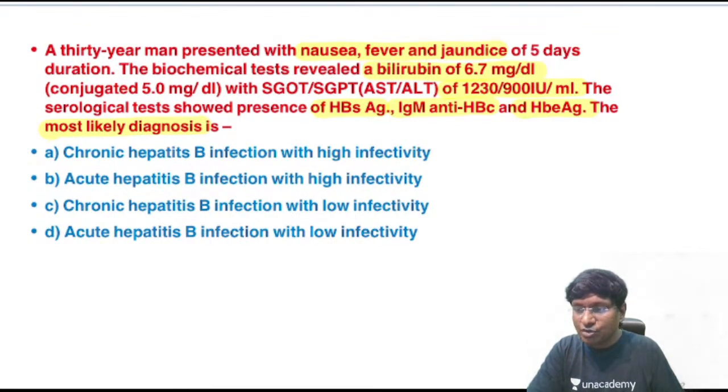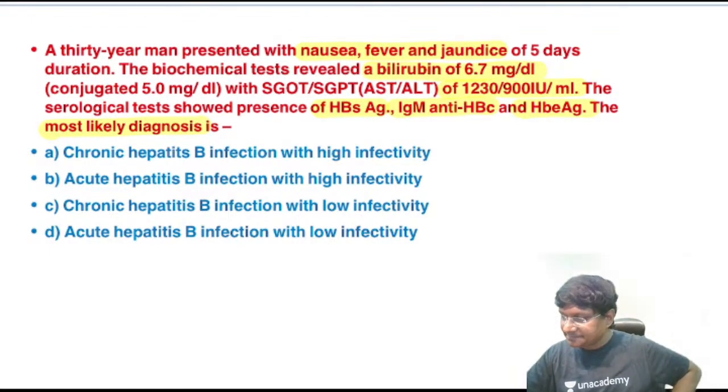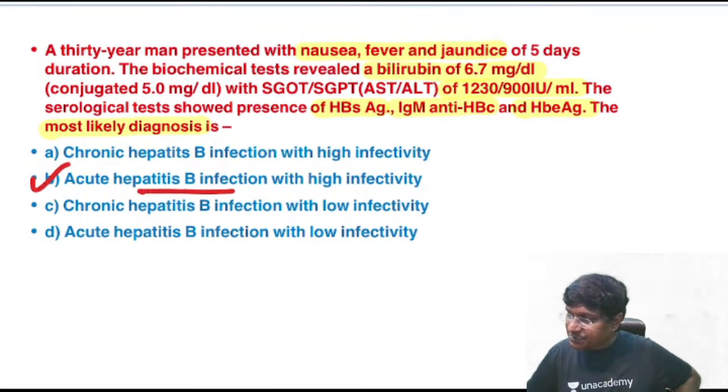What is the most likely diagnosis in this patient? Right, so now you have options. Priya Thakur, please tell me. Acute hepatitis B, there are two options. Right, good. So that will be acute hepatitis B with high infectivity. Right. So why am I using the word acute hepatitis B?